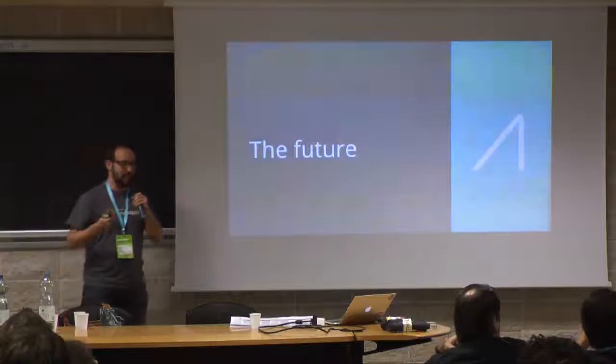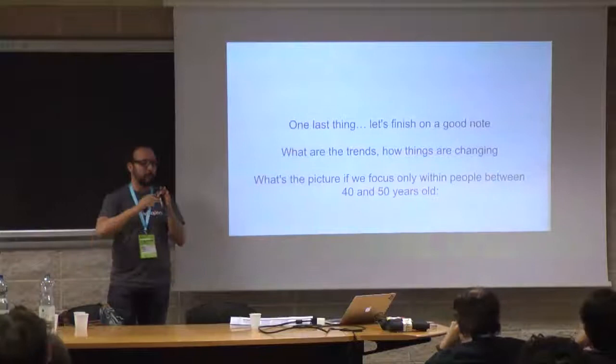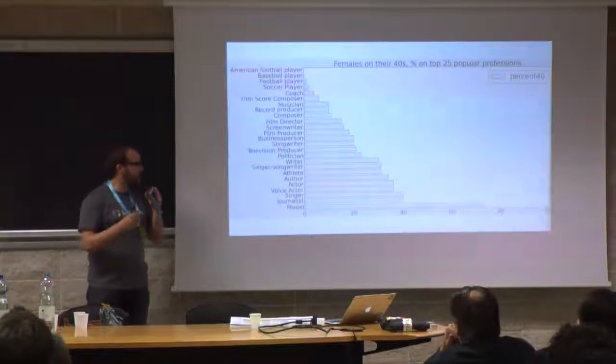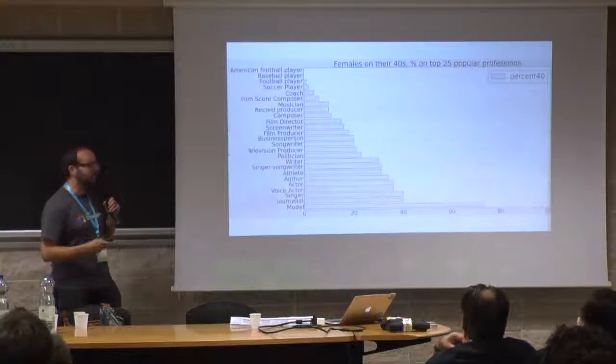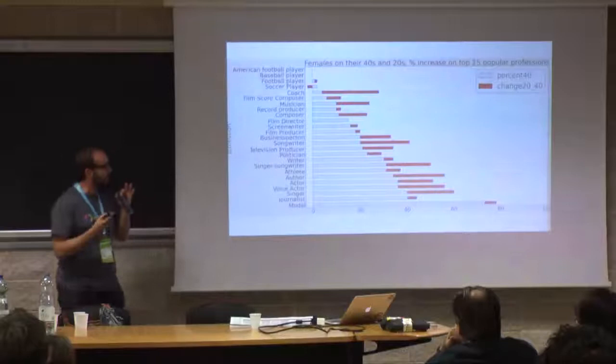The picture today is not the best picture, but we can look at how things are changing. For example, we can focus, instead of on everyone, only on people between 40 and 50 years old, people that were born 40 years ago. And you see a balance very similar to the one we saw before. Then we can ask the same question with younger people, people that were born between 20 and 30 years ago. And we can take both charts and compare them and see that, yes, there is a difference. There is a change.